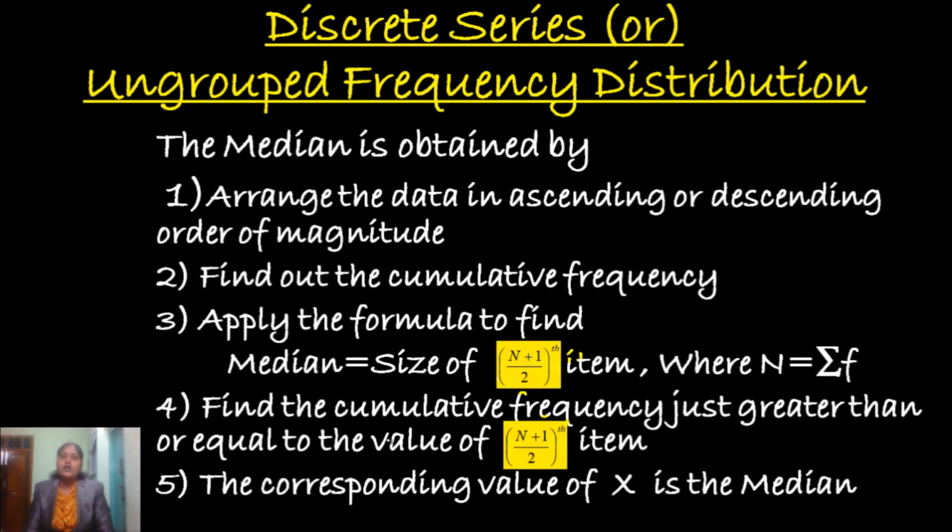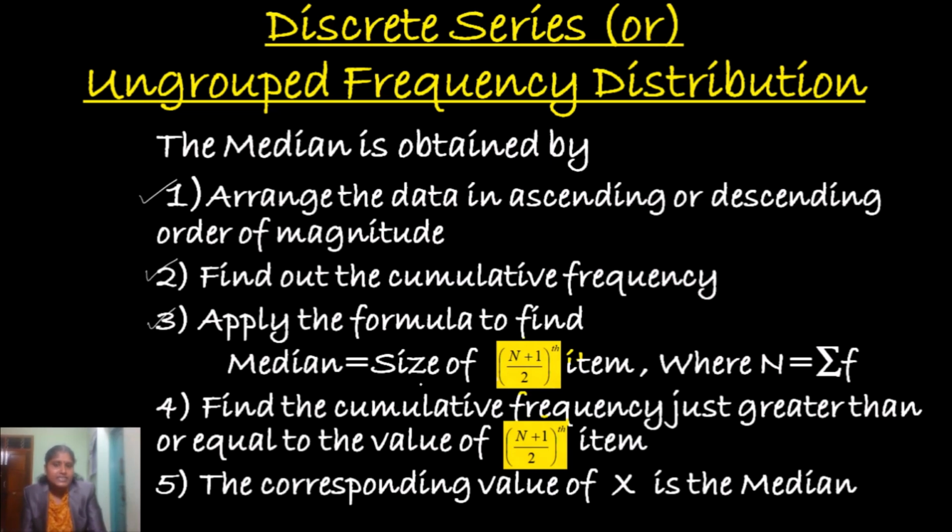Let's now move on to how to calculate median in case of a discrete series or ungrouped frequency distribution. Here we have to follow a set of procedures. First, arrange the given set of data in ascending or descending order of its magnitude. Then you have to calculate the cumulative frequency. Then you have to find the median by applying the formula.